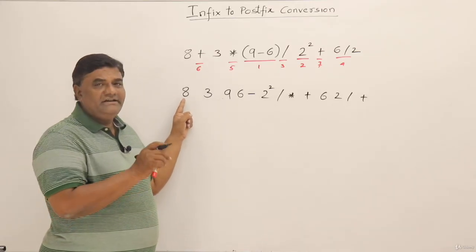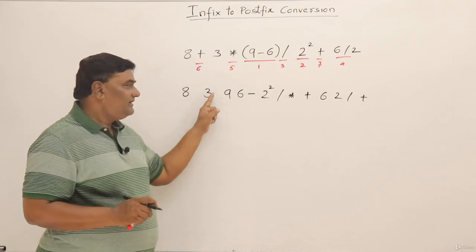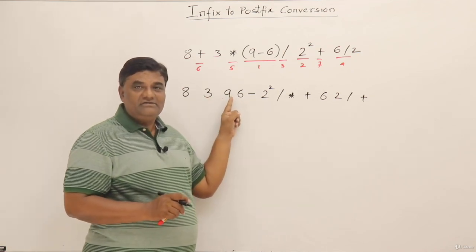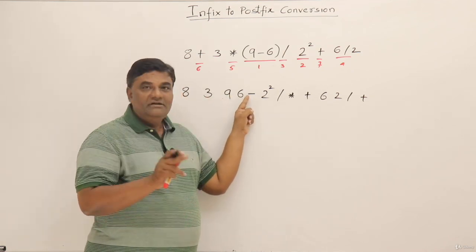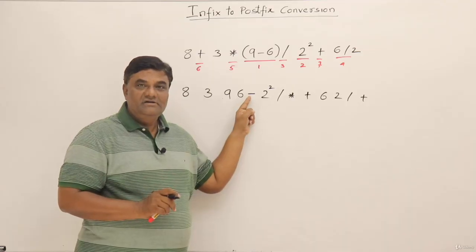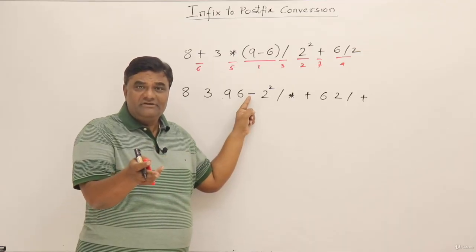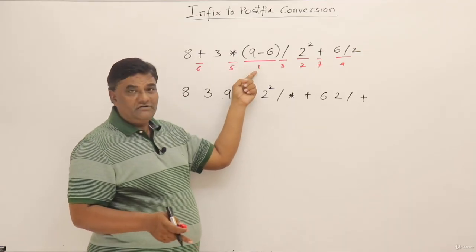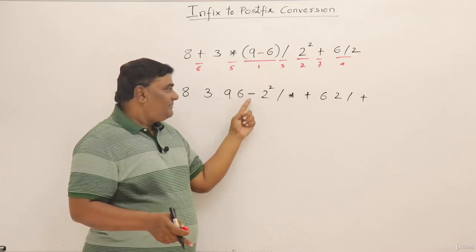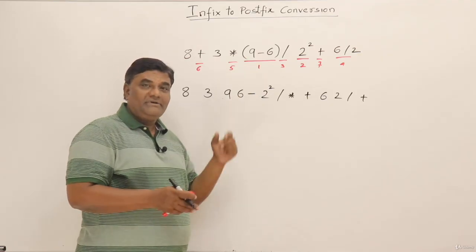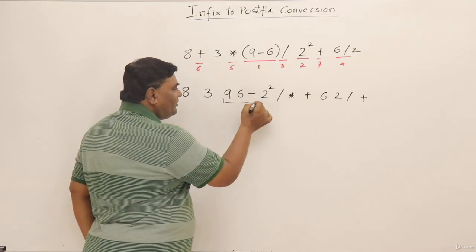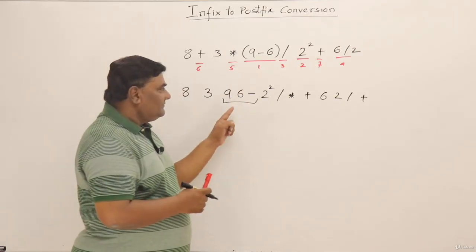8, operand, ignore, go ahead. Operand, go ahead. 9, operand, go ahead. 6, operand, go ahead. Minus, perform minus first. So which operation is getting performed first? Minus. You see here also we have done the same thing. So minus is performed over what? Previous two operands. Assume that this is performed. Finished. Then move ahead.